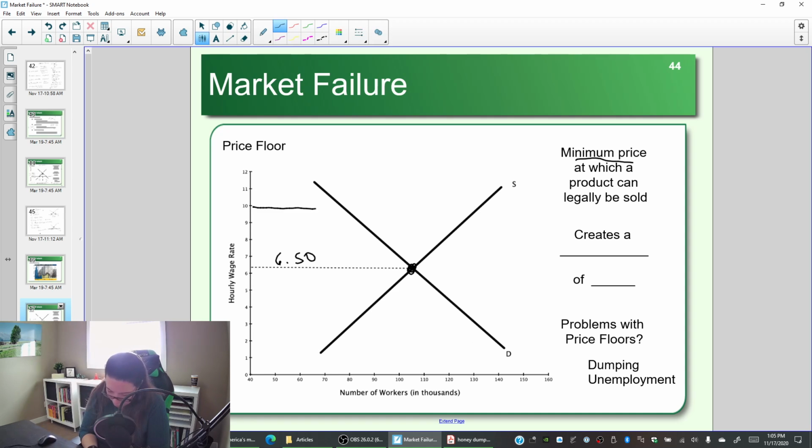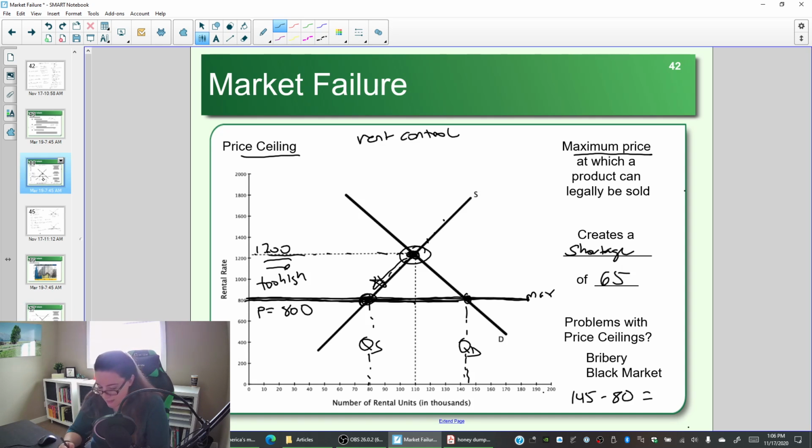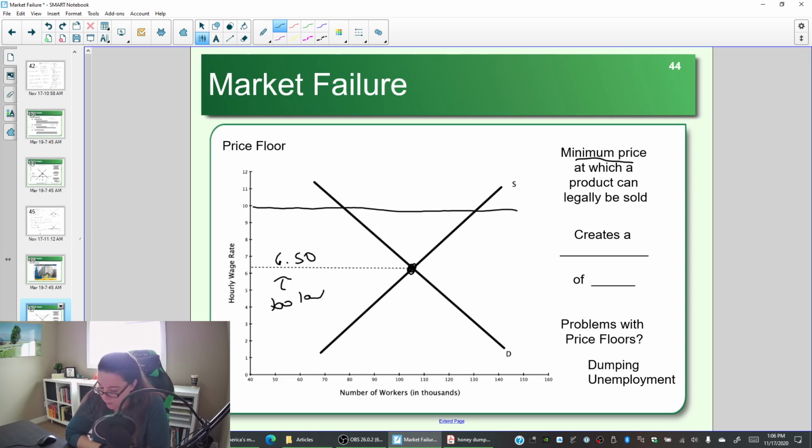So when we talk about where we put price floors, we put price floors above equilibrium, because the price in the market is seen as too low. Recall that the price ceiling was put below because the price set by the market was too high. So price floors are used when the market price is too low. We set a minimum price that is above it.